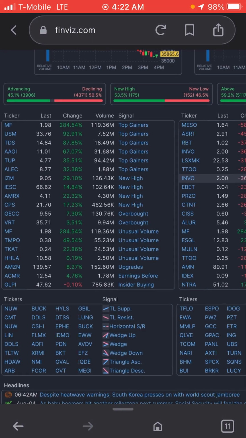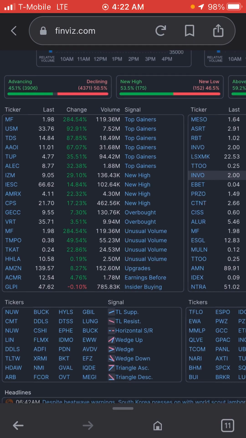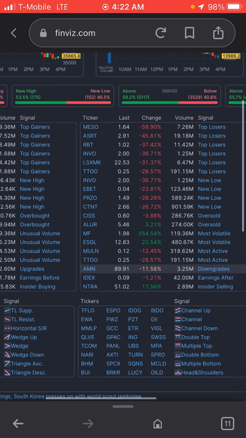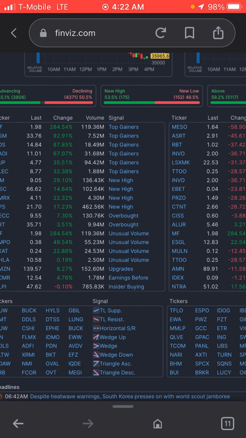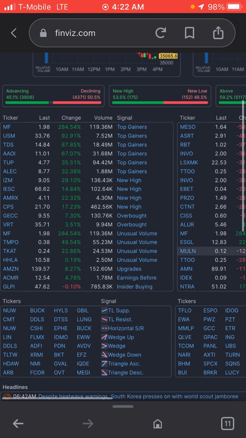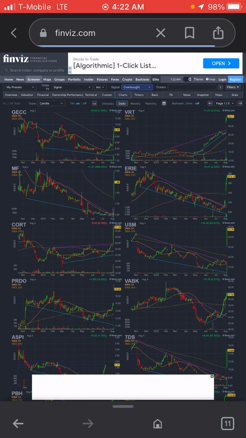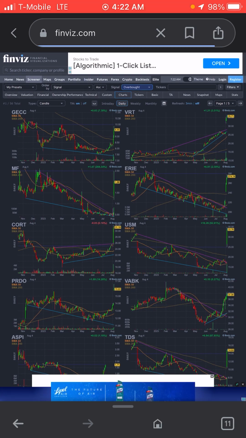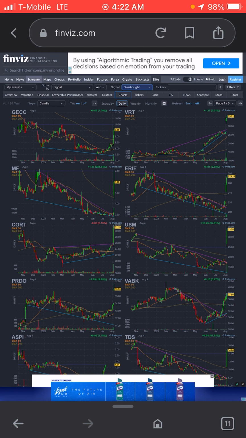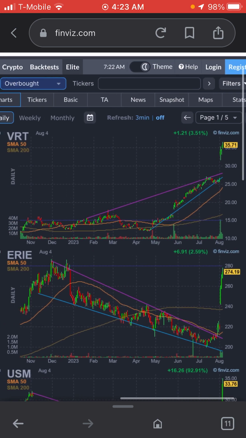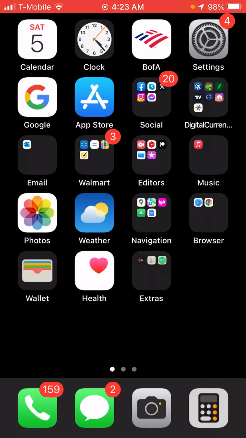So what you want to do is click on a stock and find one that is either overbought or oversold. We're going to look at one that's overbought. We got one, the GECC. Click on overbought, and it's going to list all the stocks that are showing signs of being overbought. We can pick one here. We're going to do VRT. We can see that right here. Let's look that one up in the charts.